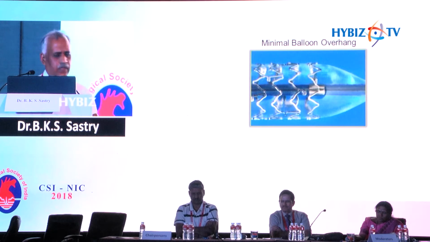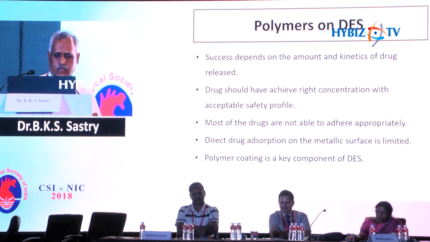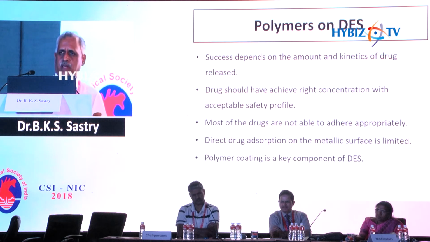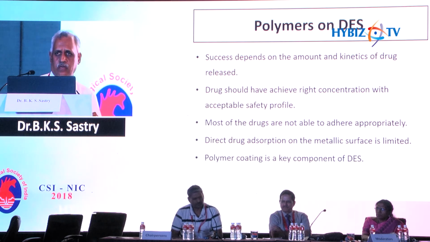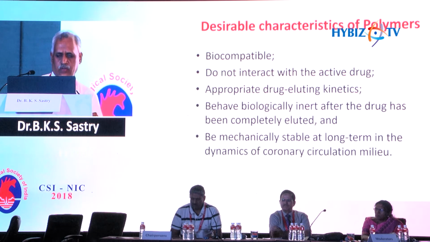And another thing is minimal balloon overhang should be there. So, your stent selection should include that. And now comes, apart from the metal platform, the polymers. Why do you need polymers? Because you want to elute the drug from the stent into the vessel wall, and the stent metal surface cannot hold adequate quantities of the drug. The drug cannot be coated adequately onto the stent surface. So, polymers act as a reservoir which are coated on the stent surface and they slowly elute the drug.